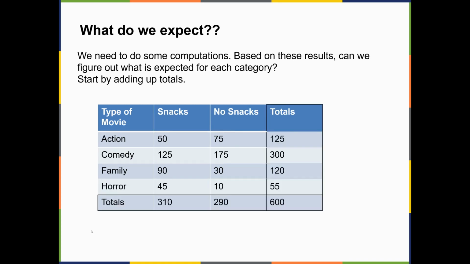The first thing we need to do is figure out what we expect to happen, just like with the goodness of fit test. To do this, we need to do some computation. Based on these results, can we figure out what would be expected for each of the categories? The first thing we need to do is add up all the totals. So we totaled all the rows and we totaled all the columns. The column total should be 600 since that was the number of people we surveyed, and the row total should be 600 as well. Column totals, row totals.